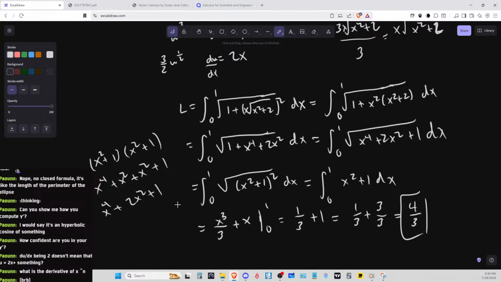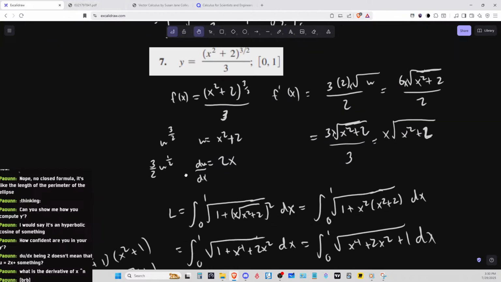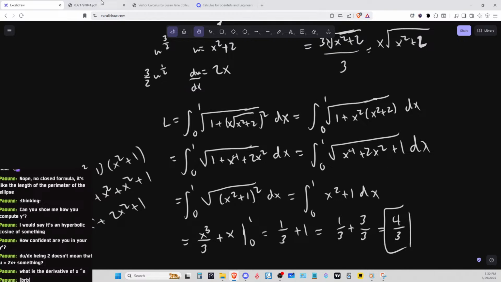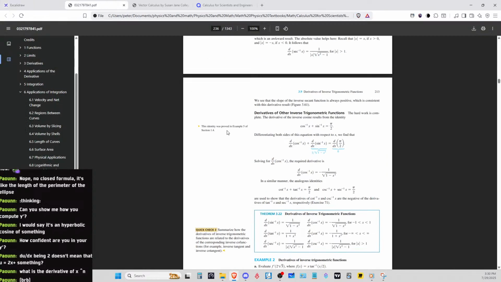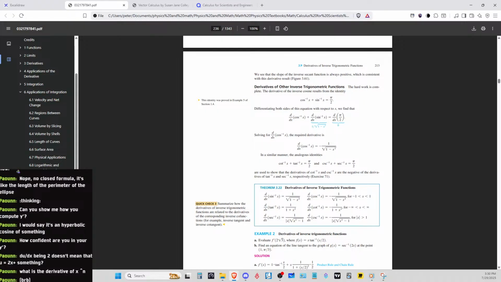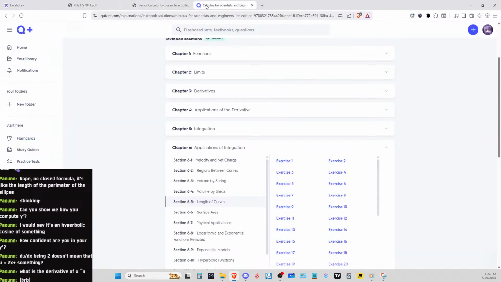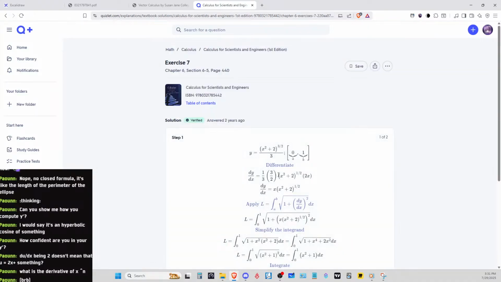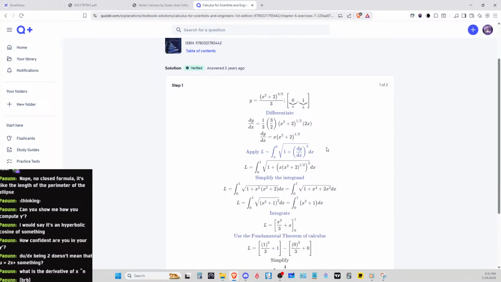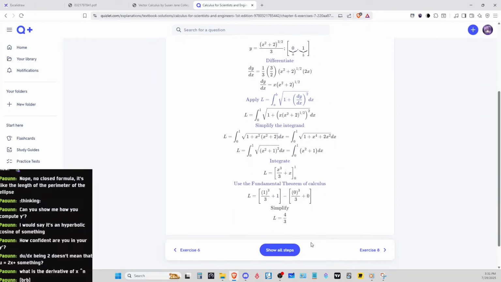So let's see if we were correct here, because this one's number 7. Yeah, number 7 of this chapter, and this chapter is 6.5. Let's check on Quizlet. 6.5, Exercise 7. Yep, we got it. Okay, that's what was fouling up.